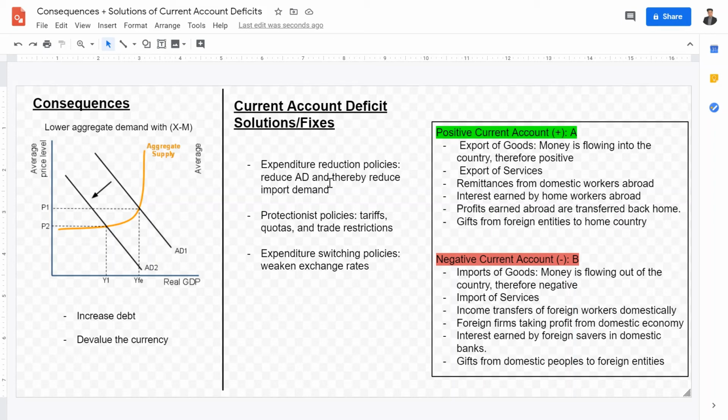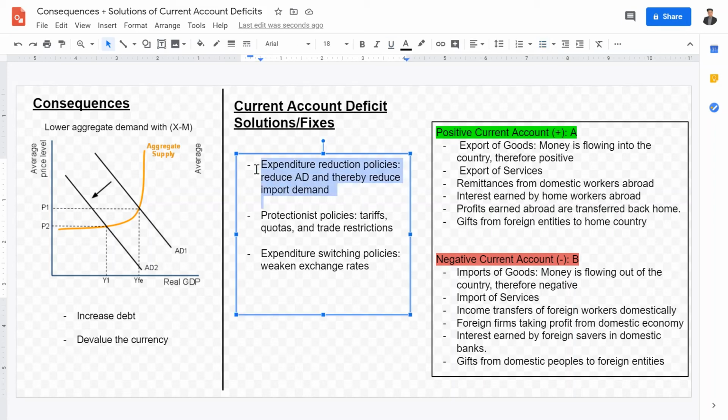Now, what are some solutions to current account deficits? The first one is the expenditure reduction policies, okay, which is reducing aggregate demand, thereby reducing import demand. Now, this is a very effective means. However, it has strong conflicts of objectives and conflicts of interest, since one of the macroeconomic objectives is for governments to maximize aggregate demand in order to boost economic growth. However, by decreasing aggregate demand, the economy does not grow; the economy actually shrinks. So thereby, this has a conflict of interest.